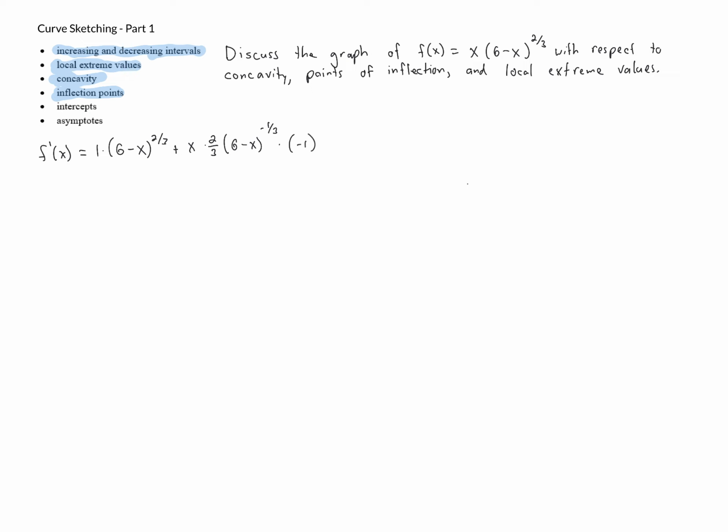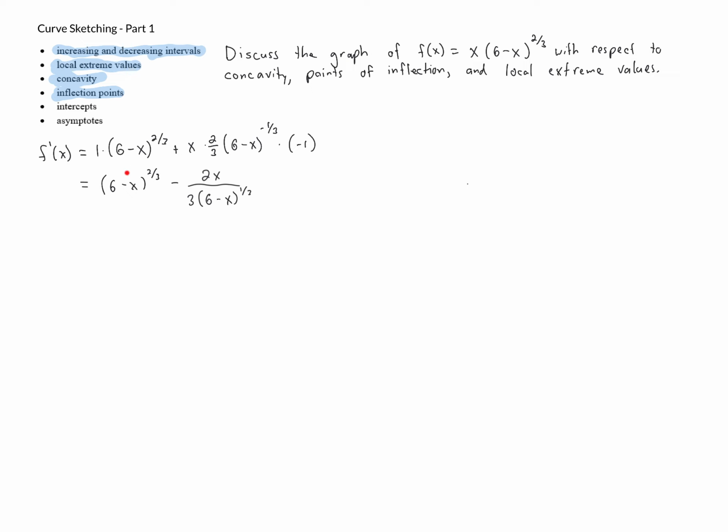So let's look at the first term. 1 times anything is itself. So this is (6 minus x) to the 2/3. And then the second term, we've got this negative 1 out front. So this is actually going to become minus. And when we've got a negative exponent, we move something to the denominator. So this is going to be 2x over 3 times (6 minus x) to the 1/3 power.